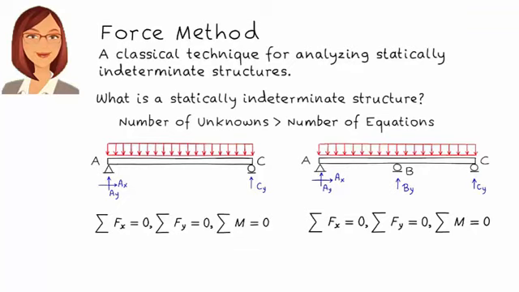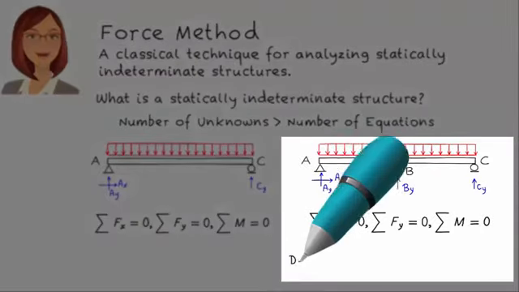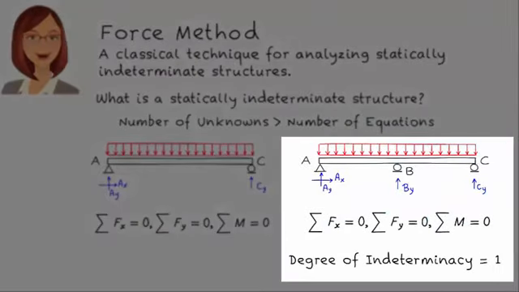So we have more unknowns than equations. This means we cannot calculate the unknowns directly using the equations. That is why the beam is called statically indeterminate. In this example, the beam has a degree of indeterminacy of 1. That is, if we remove one of the unknowns, the structure becomes statically determinate. For example, if we remove the support reaction at B, we get a simply supported beam.